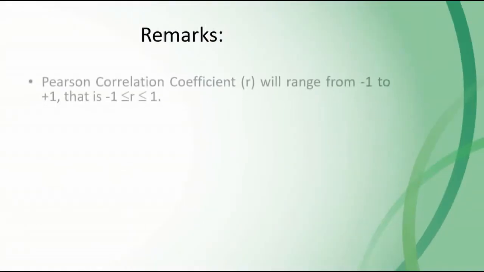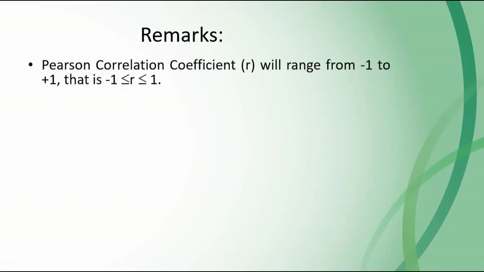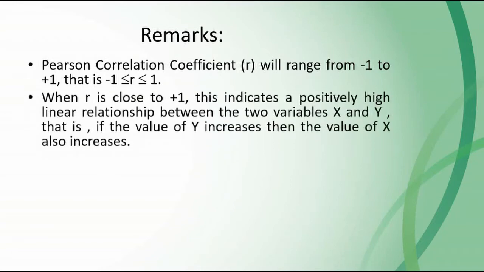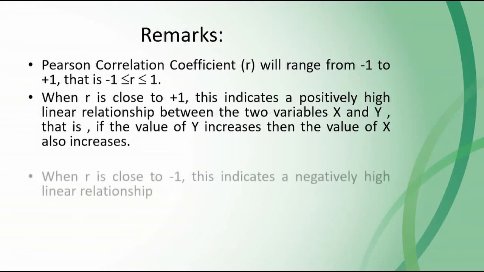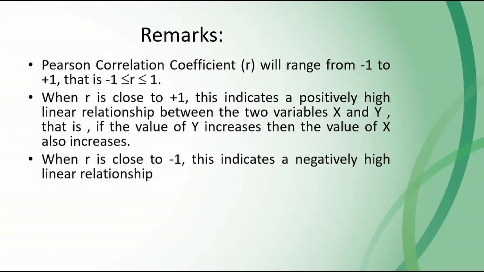Remarks. Pearson correlation coefficient r will range from negative 1 to positive 1. That is, negative 1 is less than or equal to r is less than or equal to 1. When r is close to positive 1, this indicates a positively high linear relationship between the two variables x and y. That is, the value of y increases when the value of x also increases. When r is close to negative 1, this indicates a negatively high linear relationship.